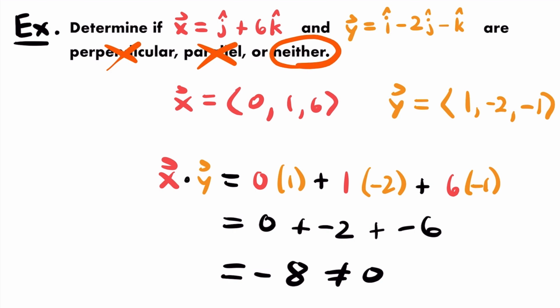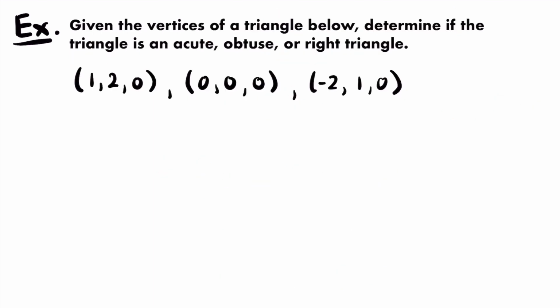Okay, and so with that, that's it for this example, but let's take a look at one more example for this video. All right, so here's our last example. We have given the vertices of a triangle below, determine if the triangle is an acute, obtuse, or right triangle. This is a little bit of a different example than what we've looked at so far in this video, but it is very much rooted in the idea of the angle between two vectors.